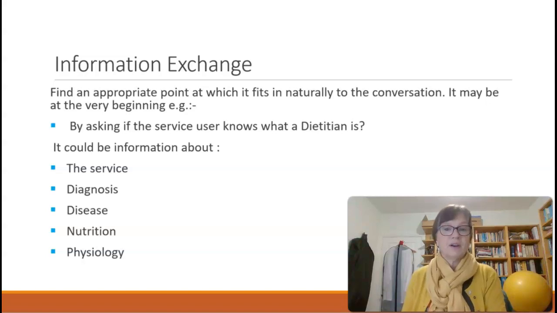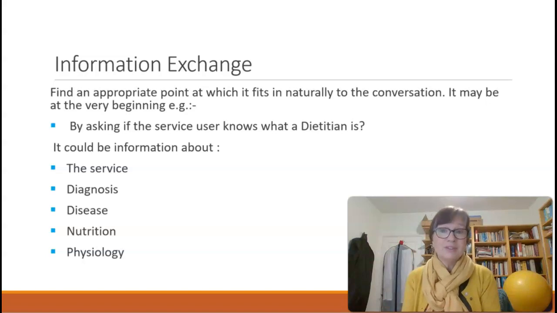So this second screencast is going on to talk about information exchange and also how we explain medical conditions. There's going to be several points within a consultation where this skill might be really useful. It could be at the beginning, because it could be a simple question: does the service user know what a dietitian is or what a dietitian does?